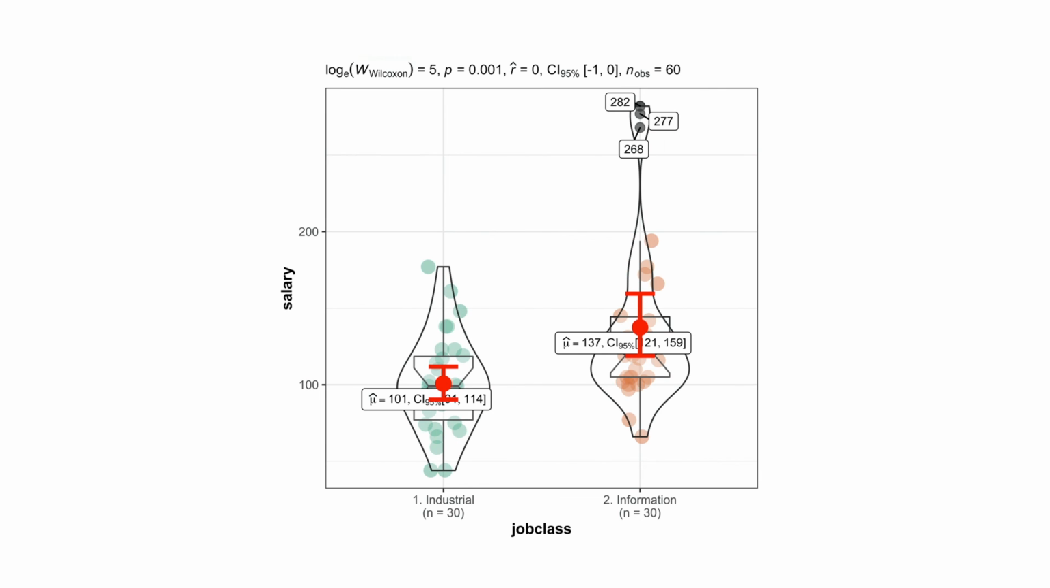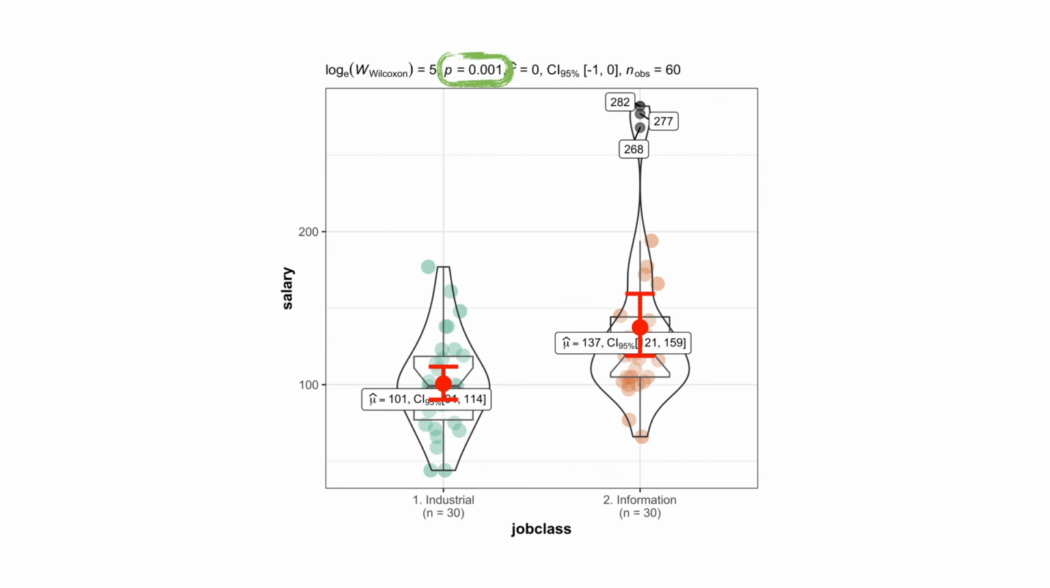A Wilcoxon test compares the medians of these samples and provides the p-value. In our case, the p-value is small, which means that IT people have a significantly higher salary than industrial workers.